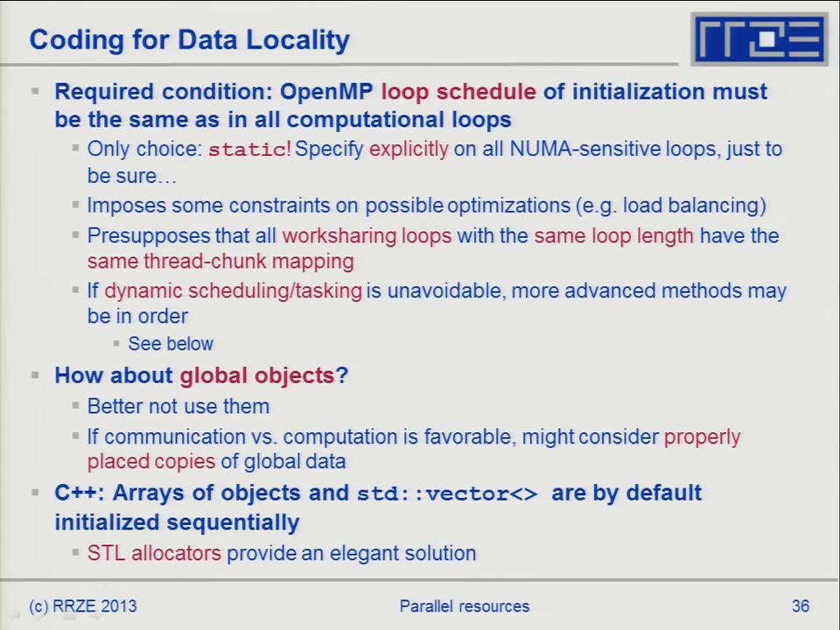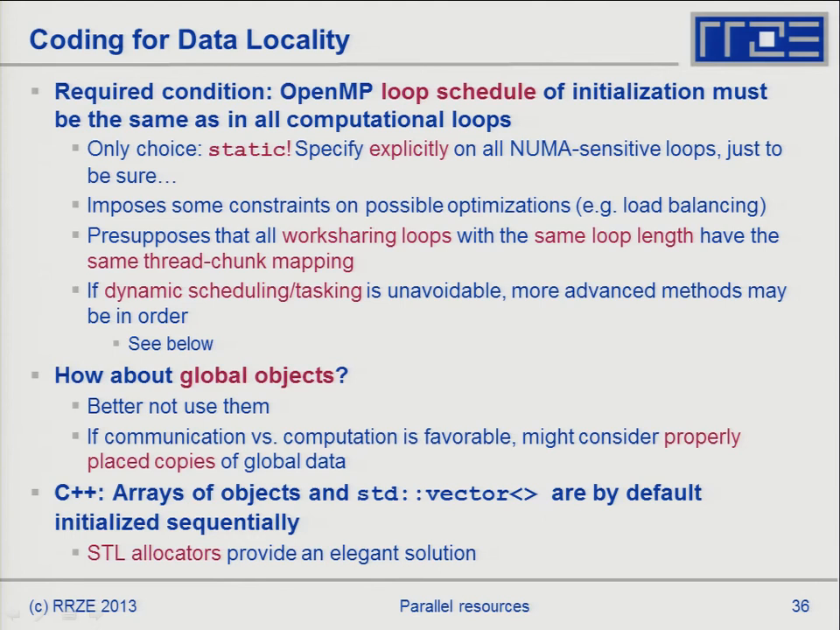That's one solution. Or you could wrap these global objects into C++ classes. And then if there's a constructor call before the main function calls, you can write the constructor. And you can kick in and do the parallelization correctly. Okay? So if you want to use C++, if you can do that.